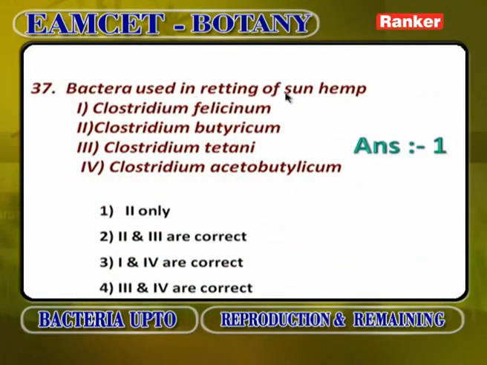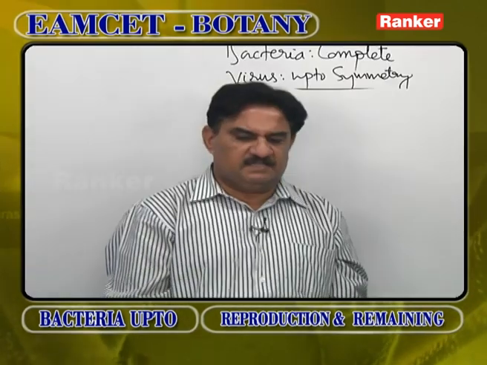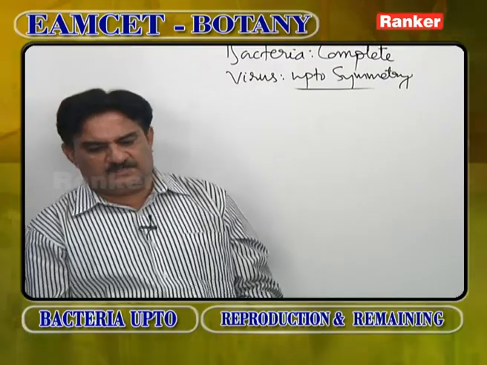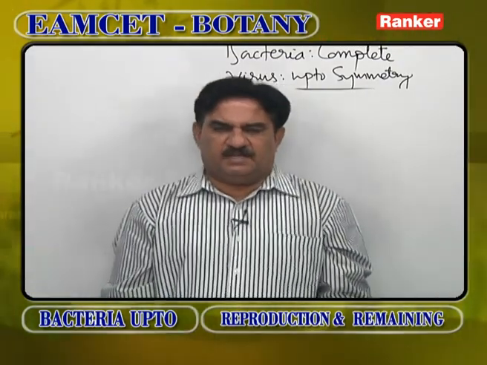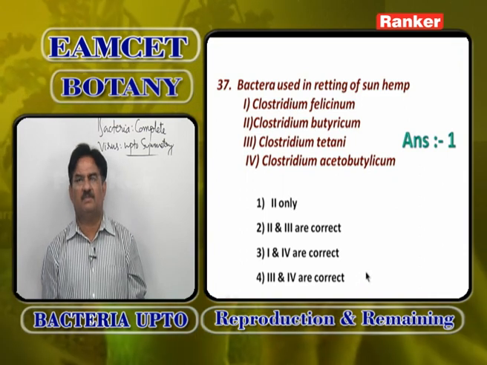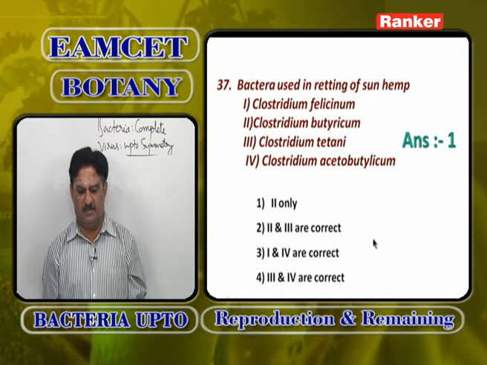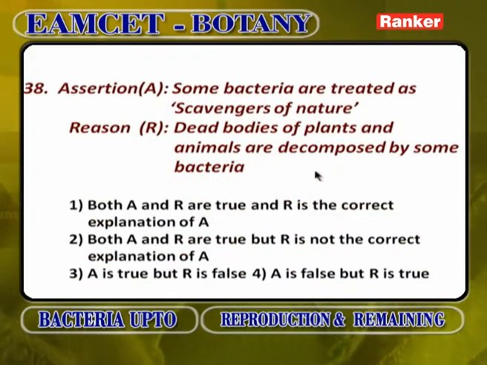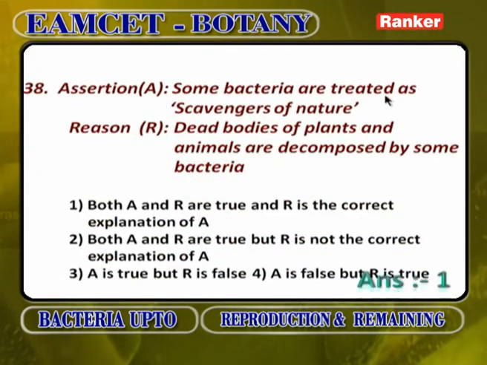Bacteria used in retting of sunhemp, that is extraction of fiber: Clostridium felsineum and Clostridium butyricum. The options are Clostridium felsineum, Clostridium butyricum, Clostridium tetani, Clostridium acetobutylicum. So, Clostridium felsineum and Clostridium butyricum, 1 and 2 will be the answer. Clostridium tetani causes tetanus. Clostridium acetobutylicum forms the source of acetone and butanol. So, the answer is 1.